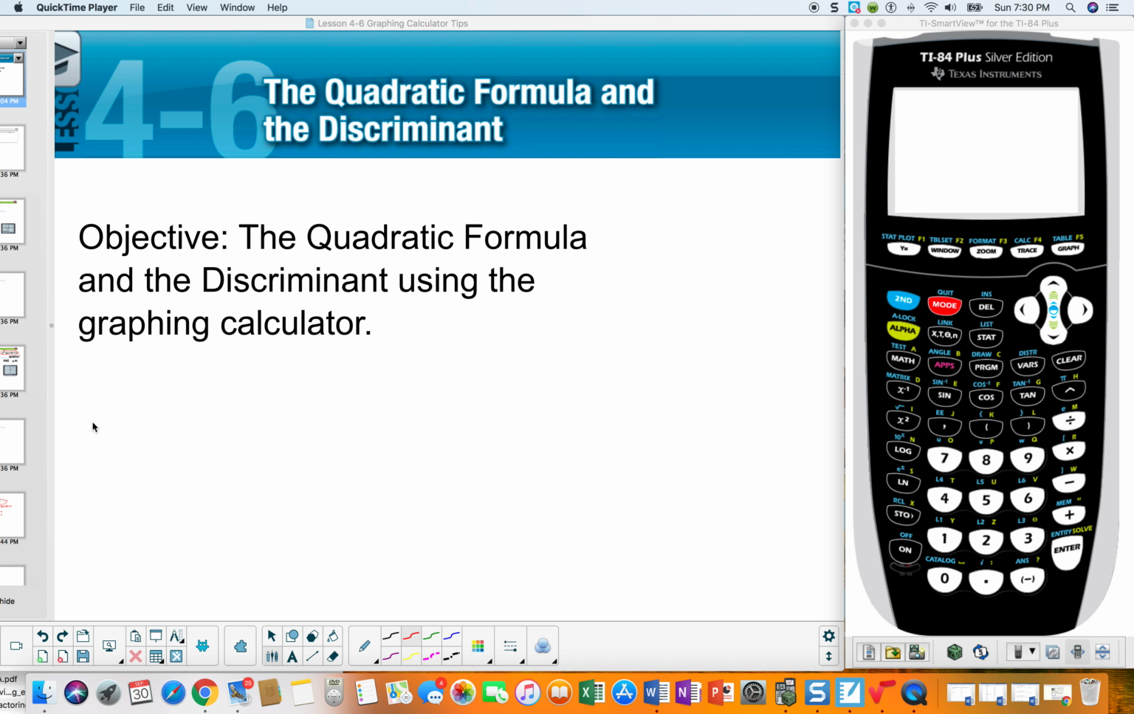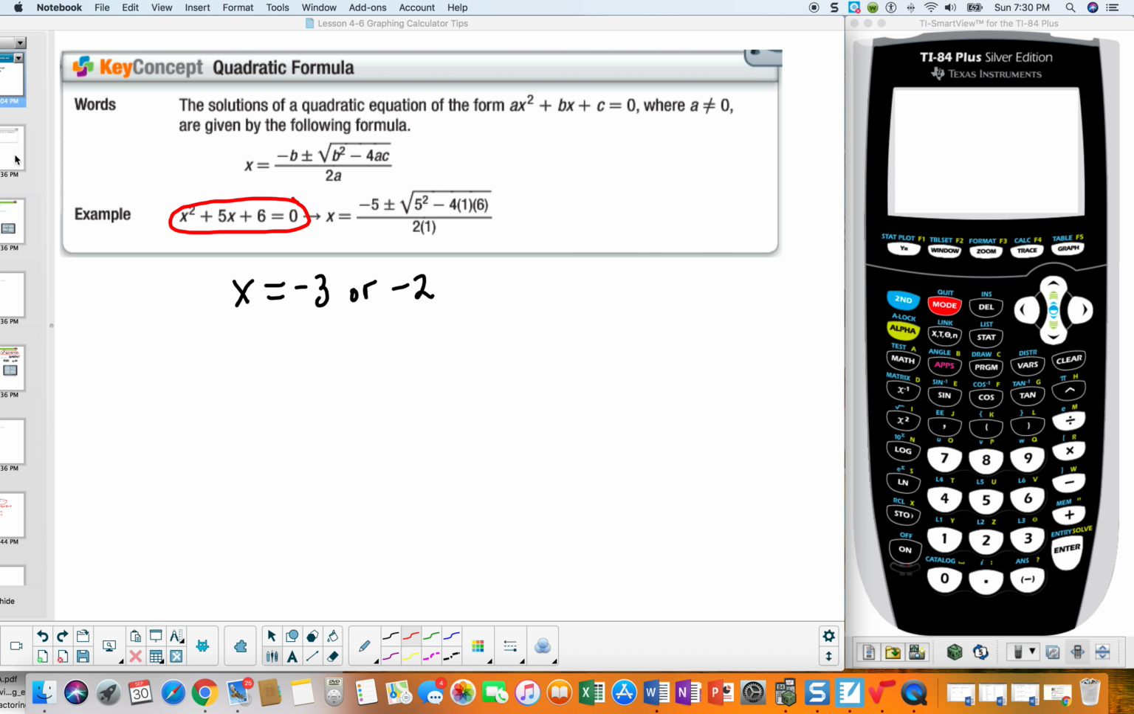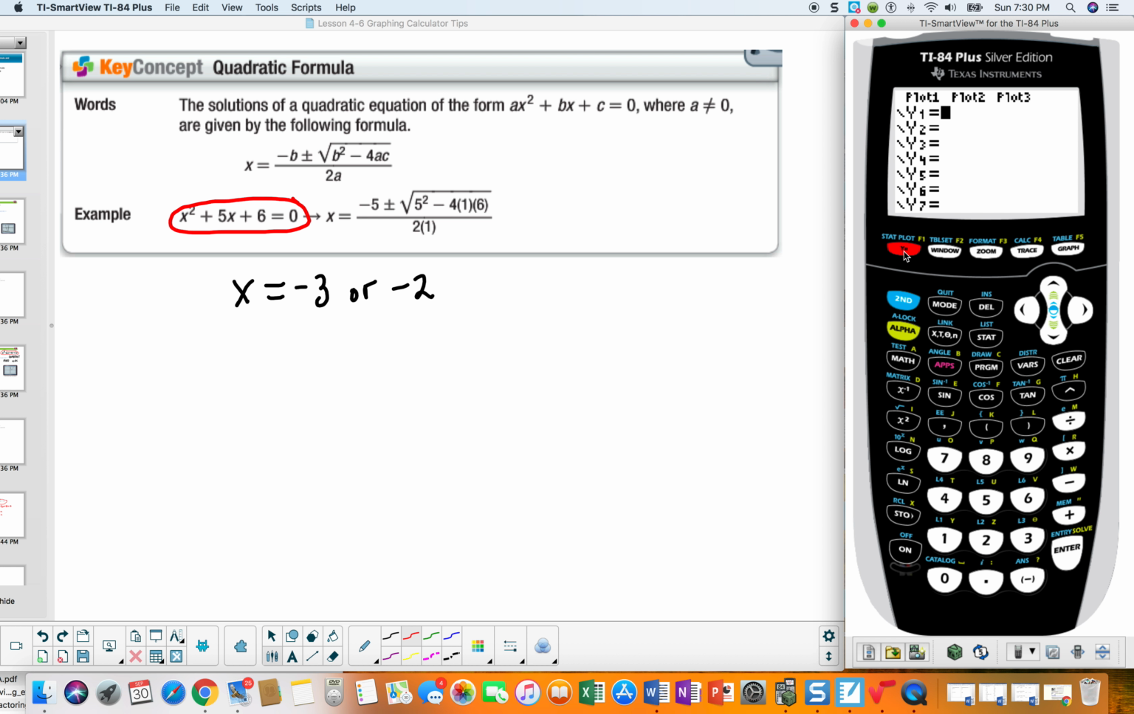Lesson 4-6, the quadratic formula using the graphing calculator. Let's look at some of the same problems we did before, and see how we can use the calculator to find these roots. Recall that we can put the equation in our calculator and find where it crosses the x-axis. I'm going to go to y equals, put in x squared plus 5x plus 6, press zoom, and then 6.